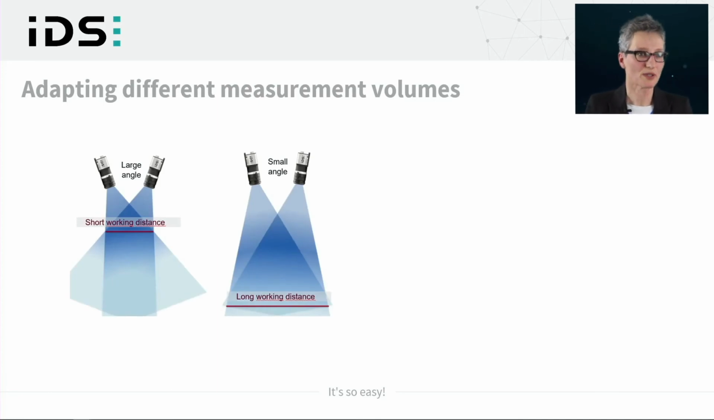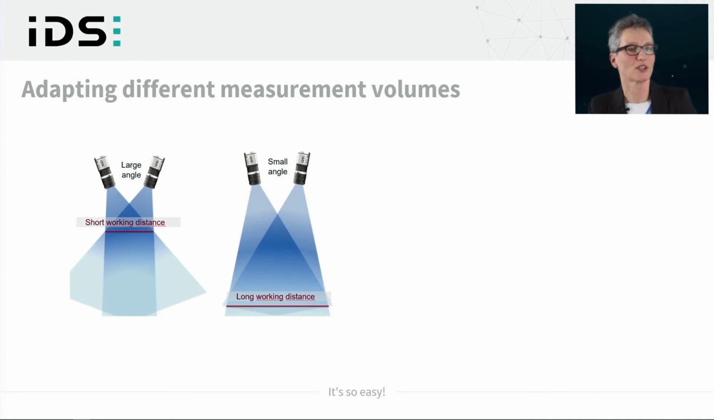Adapting different measurement volumes means, if you look at the image, you see the cameras are mounted with different angles. If you want to use two cameras and create 3D data by comparing the two images, then you have to be sure that your object is covered by both sensors. So your left and your right camera have to see the object to be able to provide images that can be used for calculating set values.